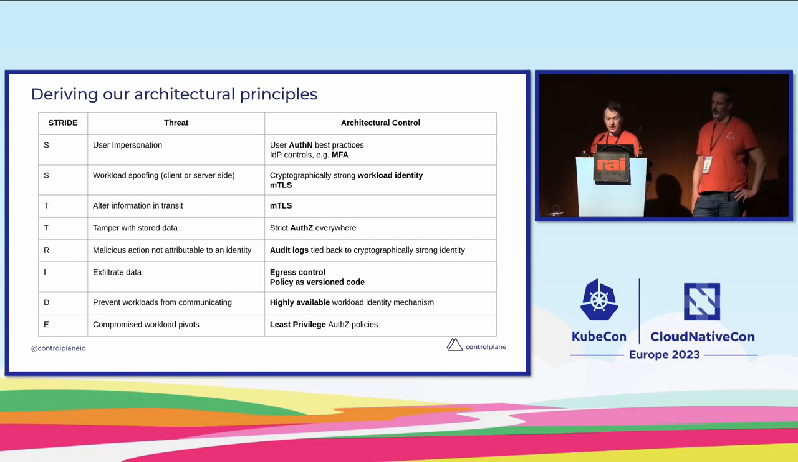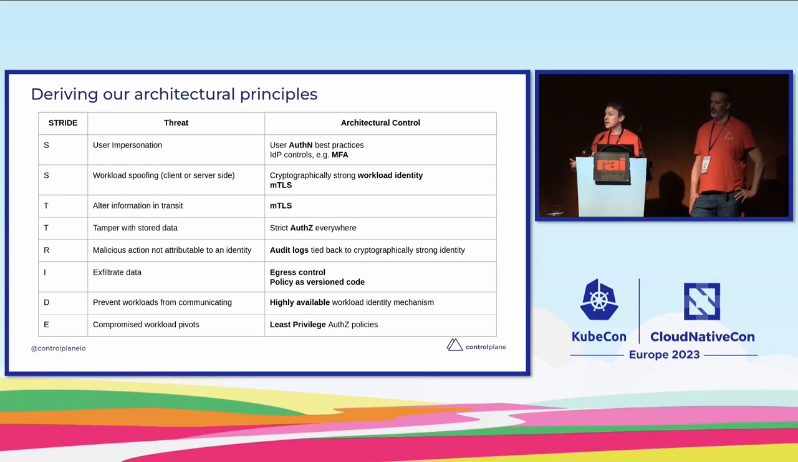So repudiation risks, this is where we want to tie cryptographically strong identities back to things which workloads are doing. So we maintain audit logs. When it comes to policy, our demo is going to use a general purpose policy engine, Open Policy Agent. So this control will be all about maintaining decision logs and making sure that those decision logs can't be tampered with. Exfiltrating data would be an example of information disclosure. So again, it comes back to policy. In this case, egress control and network policies.